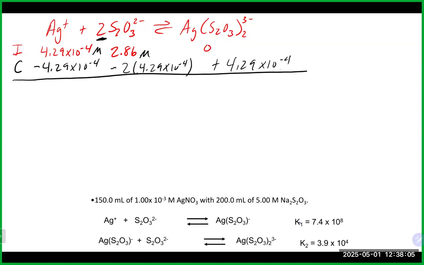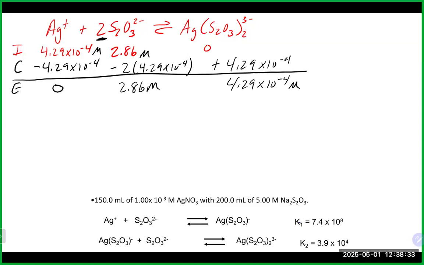That means at equilibrium, we have 0 of our silver, like we would anticipate, because we assume it's all going to get tied up in that complex ion. We do our subtraction here, and we still end up with basically 2.86. And here we end up with 4.29 times 10 to the minus 4 molar. First off, any questions on that ice table?